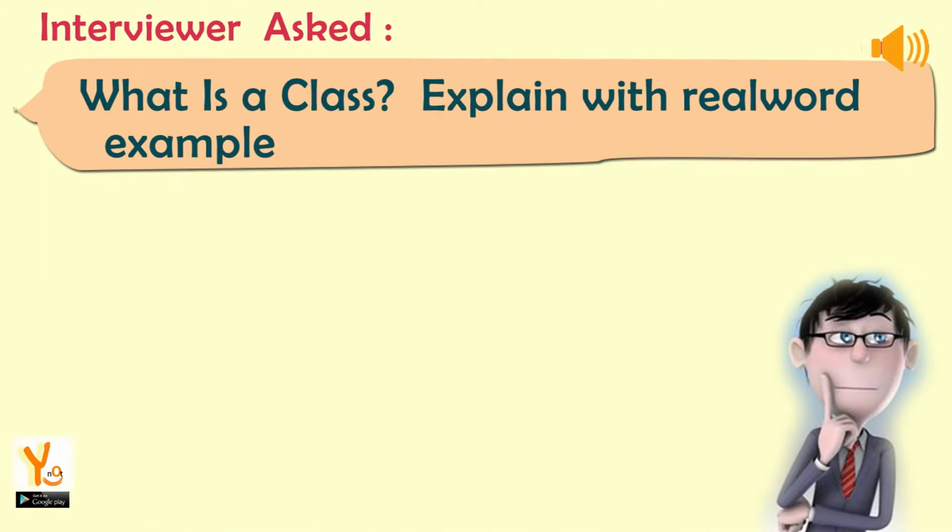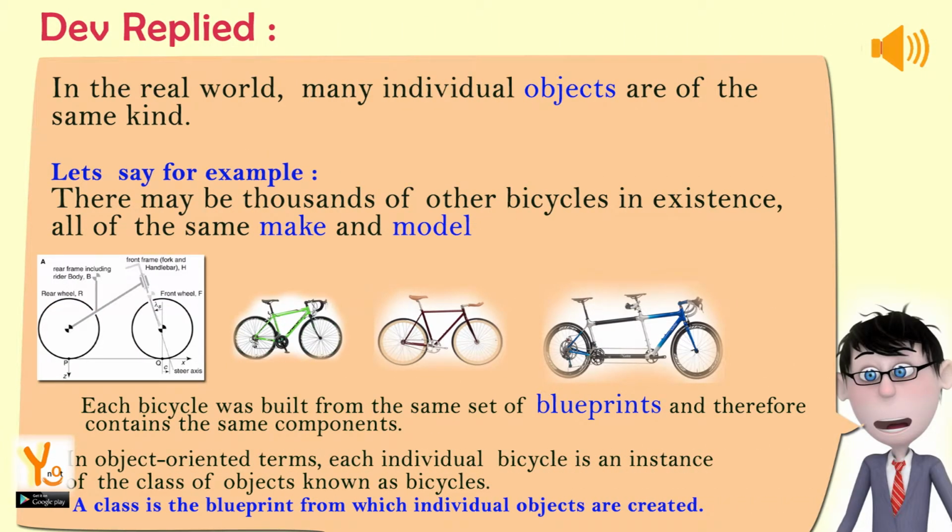What is a class? Explain with a real-world example. In the real world, many individual objects are of the same kind. Let's say, for example, there may be thousands of other bicycles in existence, all of the same make and model. Each bicycle was built from the same set of blueprints and therefore contains the same components. In object-oriented terms, each individual bicycle is an instance of the class of objects known as bicycles. A class is the blueprint from which individual objects are created.